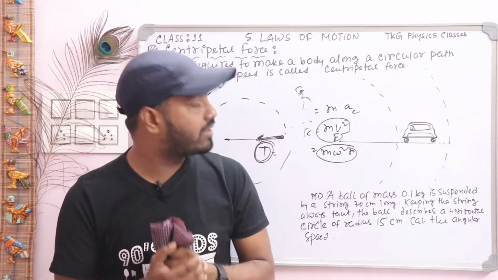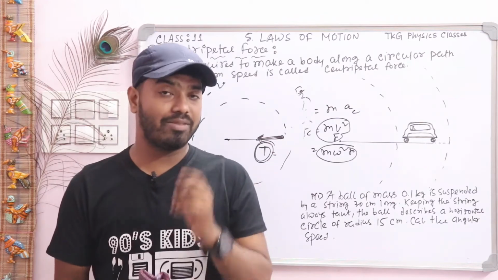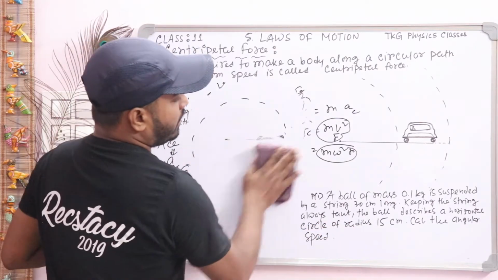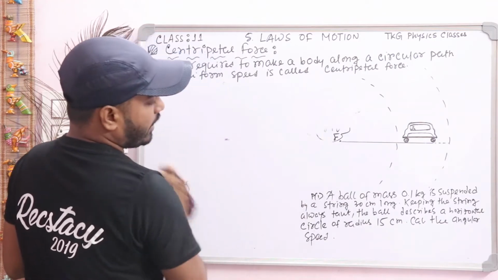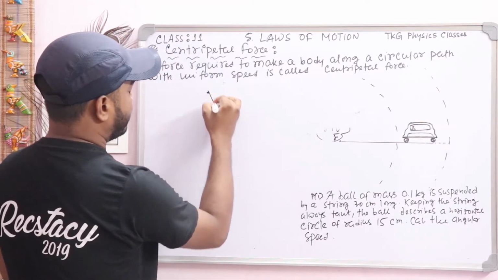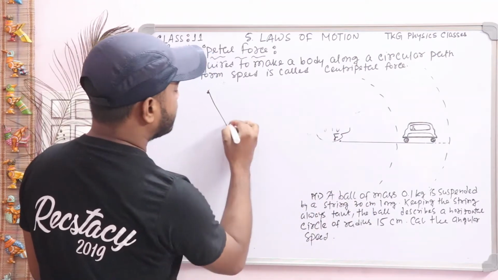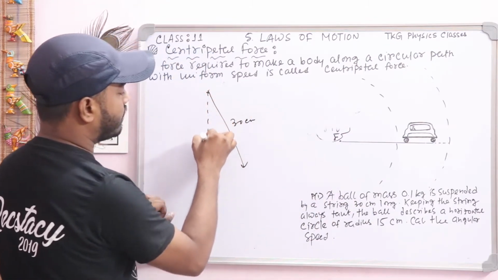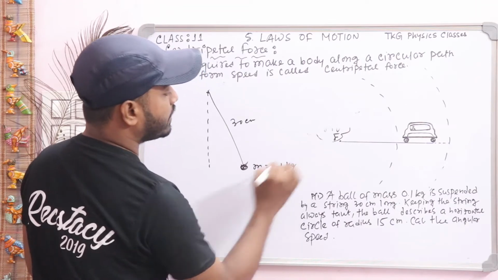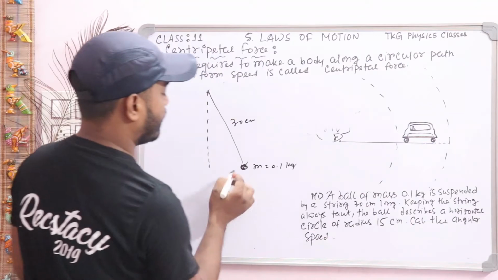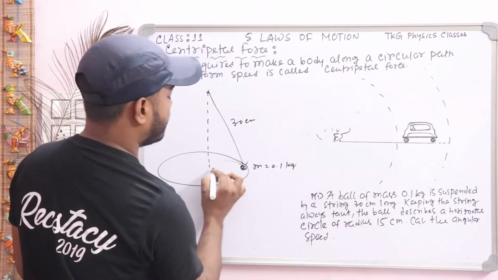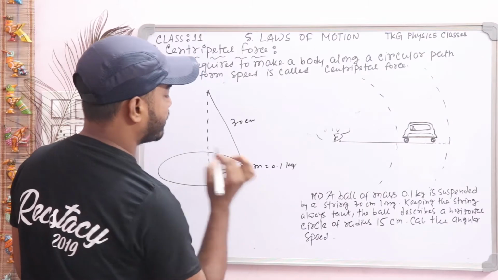Now we will discuss the second part. Before going to that, first see this example, then it will be easier for all of you. A ball of mass 0.1 kg is suspended by a string, and the string length is 30 centimeter. This is the vertical line. Mass m is equal to 0.1 kg. Now it makes a horizontal circle of radius 15 centimeter. This length is given as 15 centimeter.